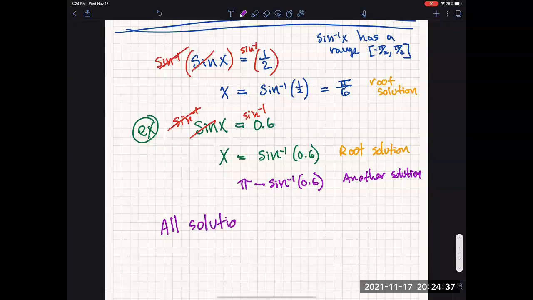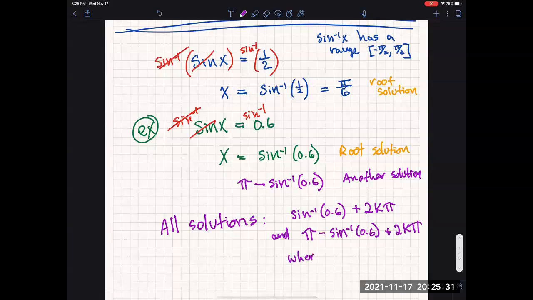And then if I want all solutions, I simply take those two root solutions and I add multiples of 2 pi. So all solutions would then be sine inverse of 0.6 plus, and I think the simplest way they'll put it is 2k pi or 2n pi, where the letter n or k is any integer. So there'll be that initial root solution plus all multiples of 2 pi. And the secondary solution, which would be pi minus the first one. And then that angle can also have any multiple of 2 pi added or subtracted. So I would say where k is any integer.